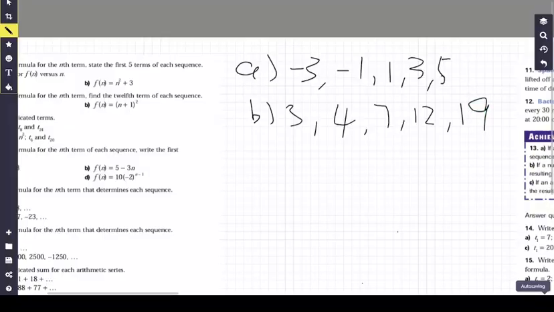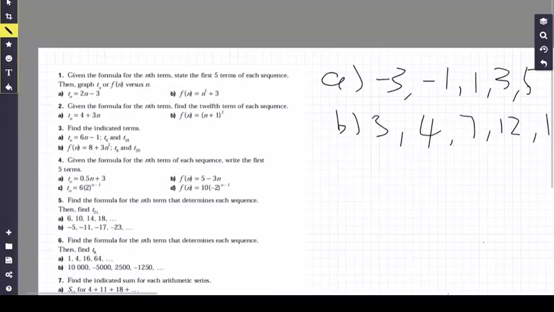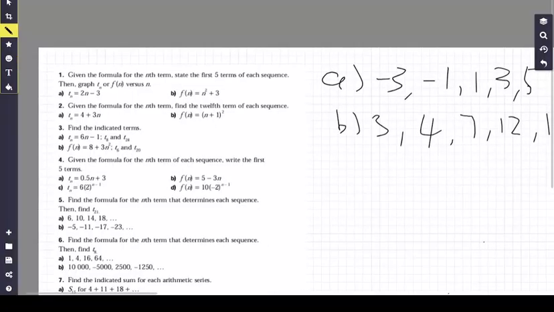Alright, so you notice it and be like, okay, wait a minute. The first one's arithmetic, but the second one, is it? Nope, it is not arithmetic. It's not geometric either because they are not multiplying by the same ratio. So be careful.